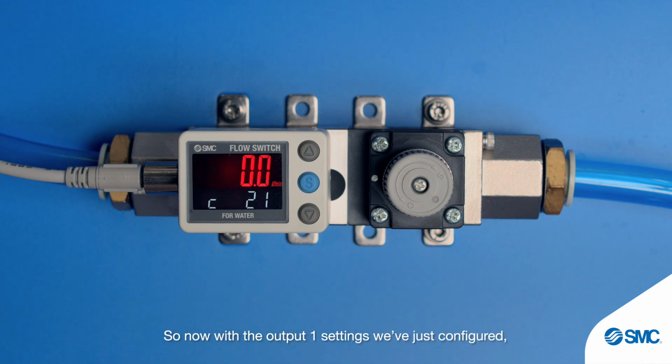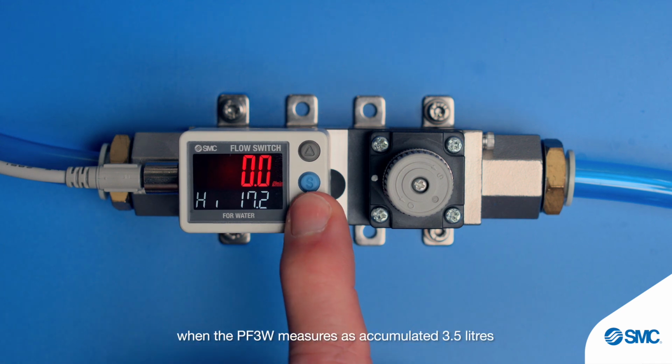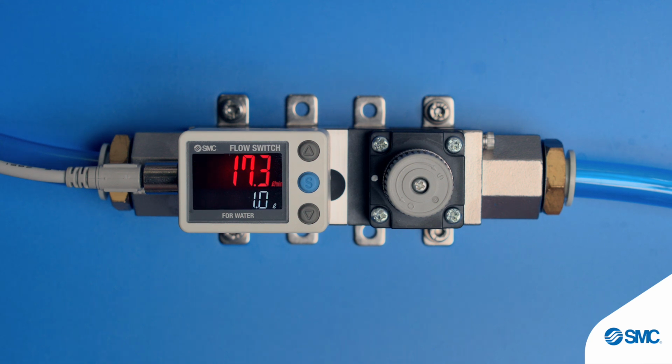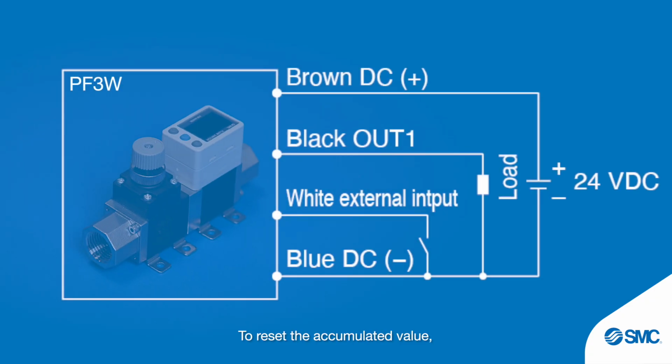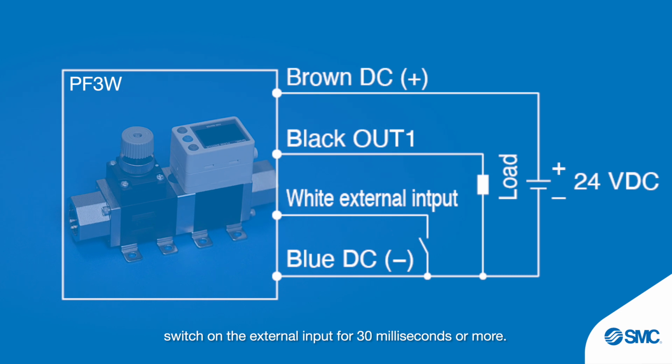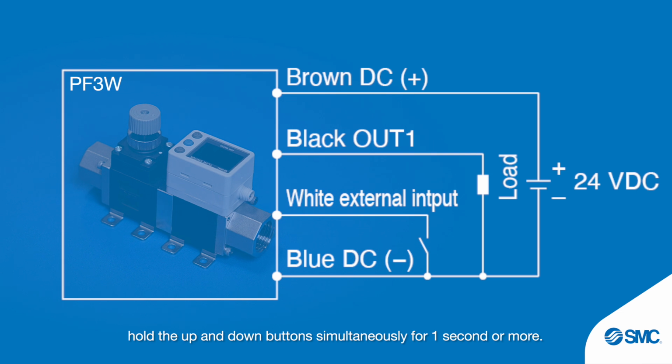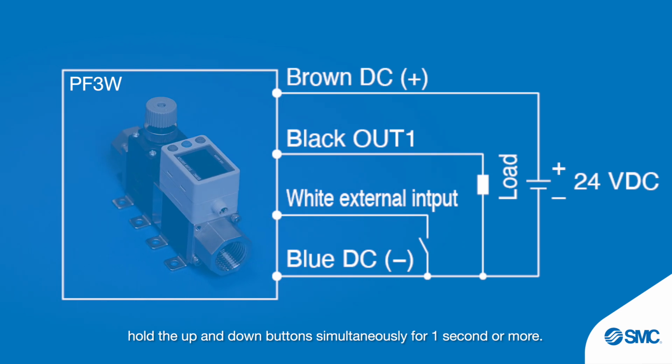So now with the output 1 settings we've just configured, when the PF3W measures an accumulated 3.5 liters, output 1 goes on and the display turns green. The accumulated value will continue to increase with flow. To reset the accumulated value, switch on the external input for 30 milliseconds or more. Alternatively, while the value is displayed, hold the up and down buttons simultaneously for 1 second or more.